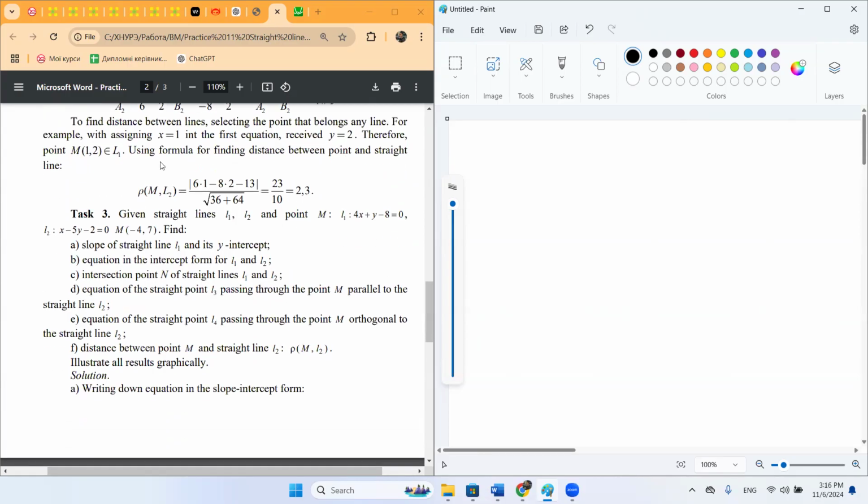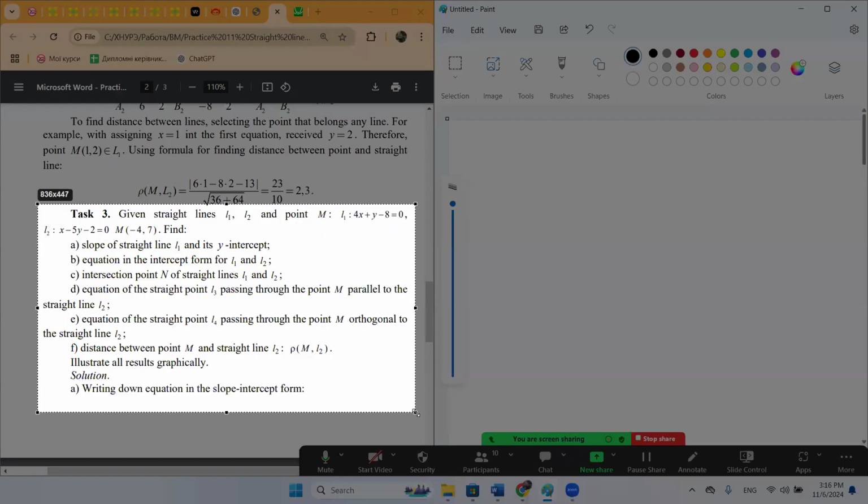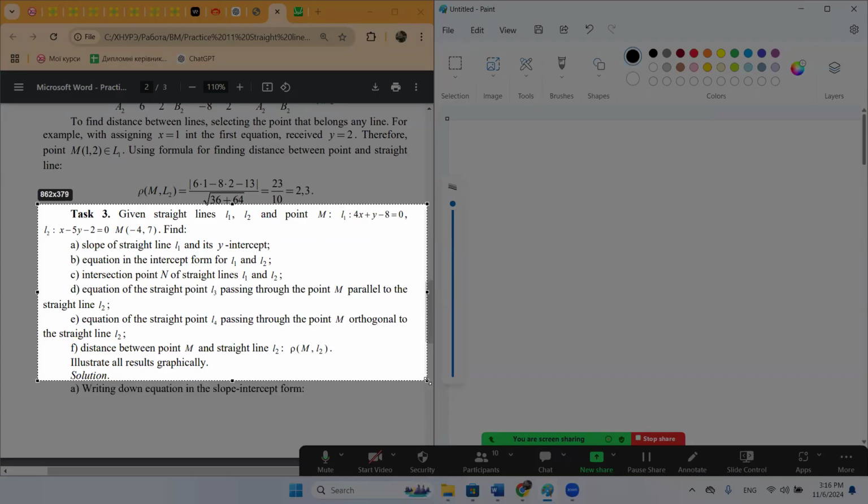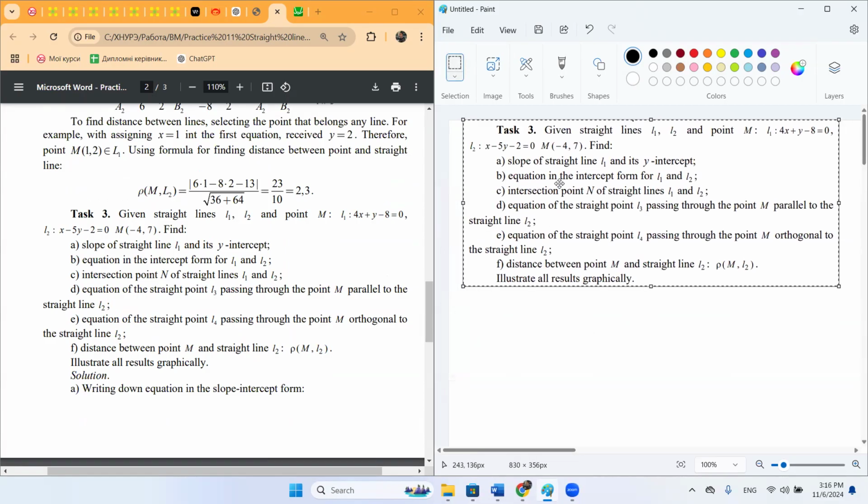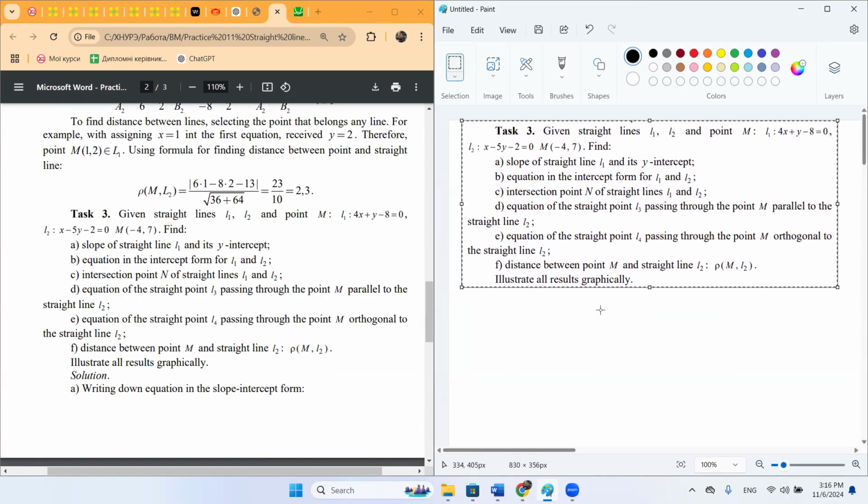Task 3. By the way, do I have to zoom in, or do you see it well enough? Is it okay for you, or should I zoom in? It is okay. Okay. Nice.